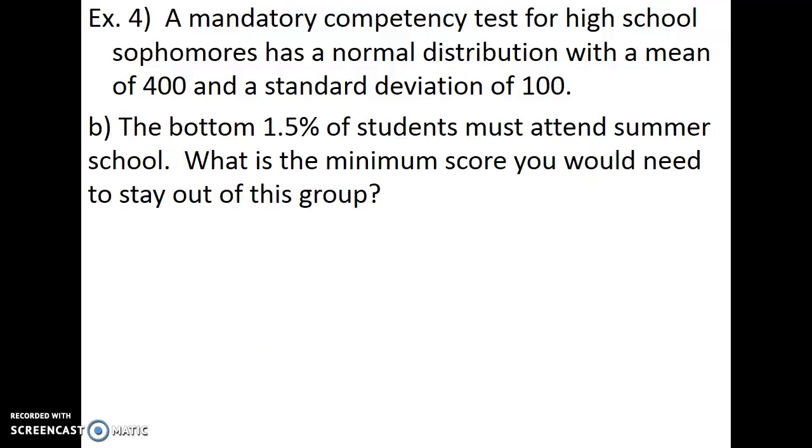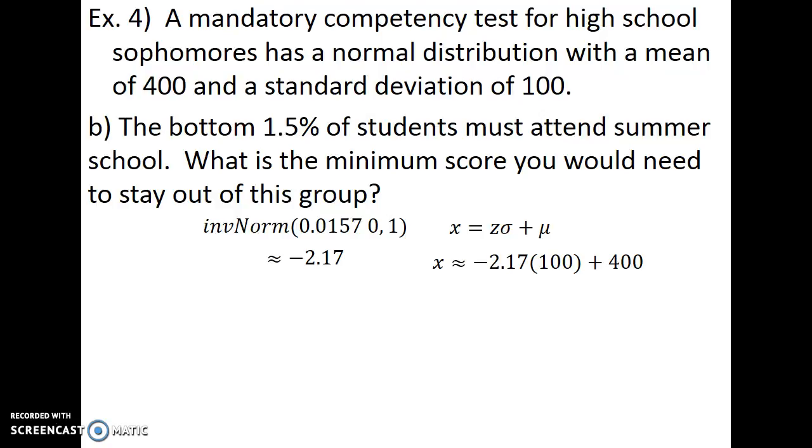So for the same test, the bottom 1.5% of students have to attend summer school, and I want to know the minimum score that you need in order to stay out of this group. So you could do inverse norm with that score. I missed a comma, 0 and 1. You'd get a z-score because 0 and 1 are telling me it's on the standard normal curve. Then you could take that z-score and change it back into an x value and get the cutoff score. Or you could bypass all of this if you would just use the mean of 400 and the standard deviation of 100. It still rounds to the same answer.